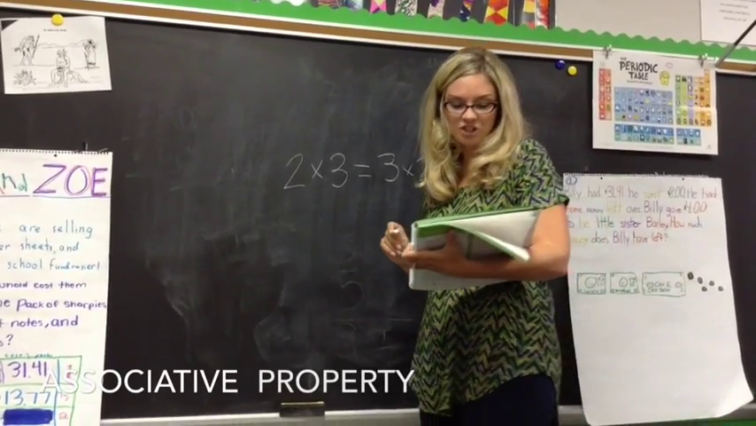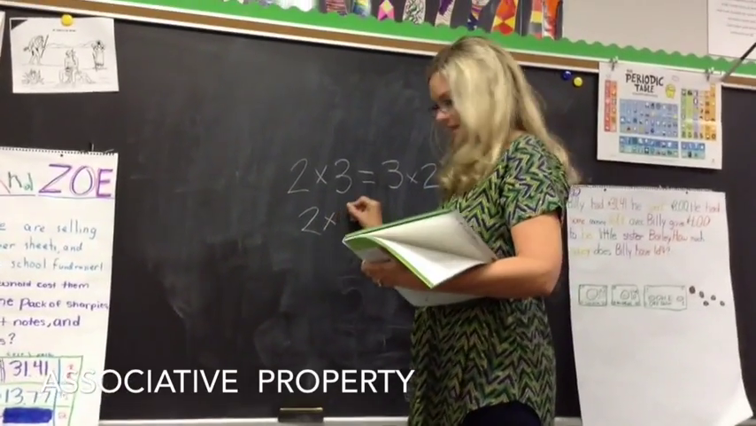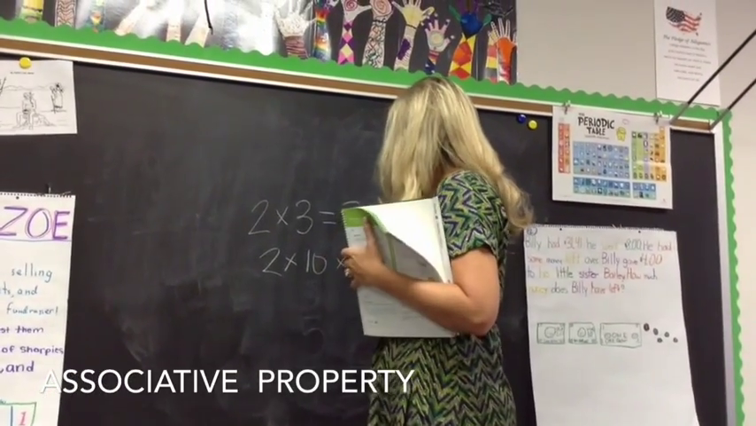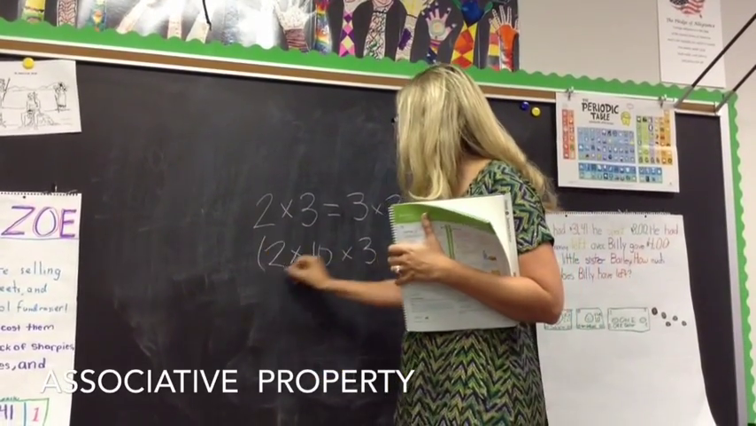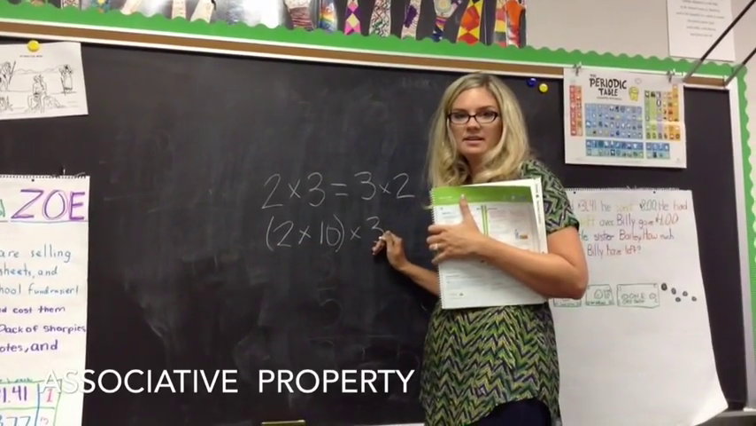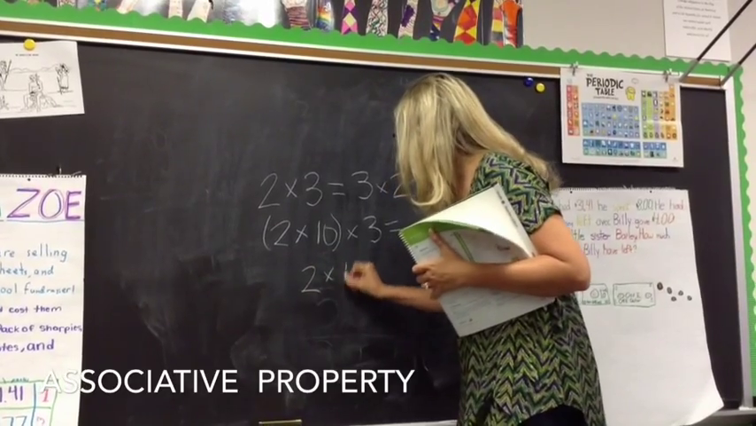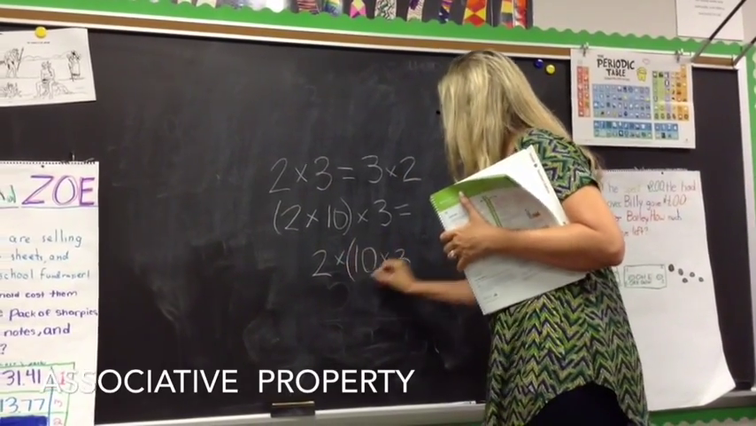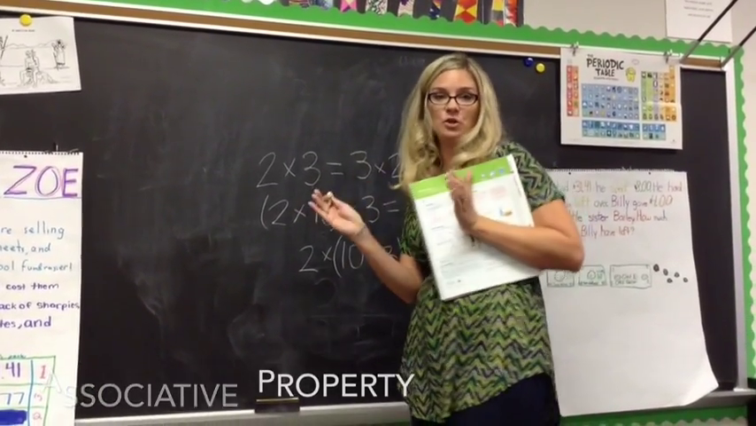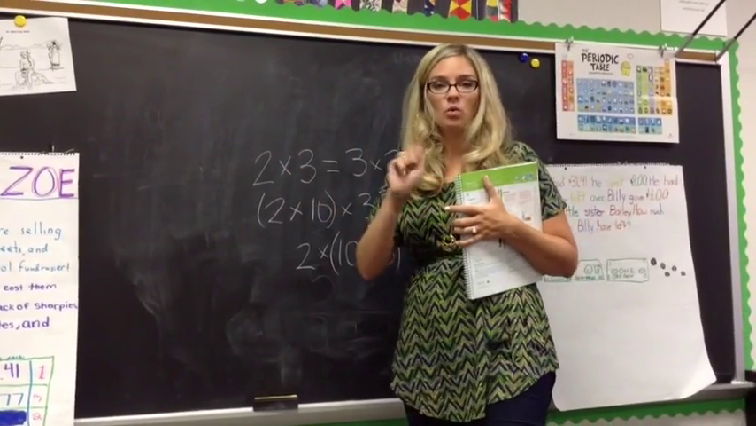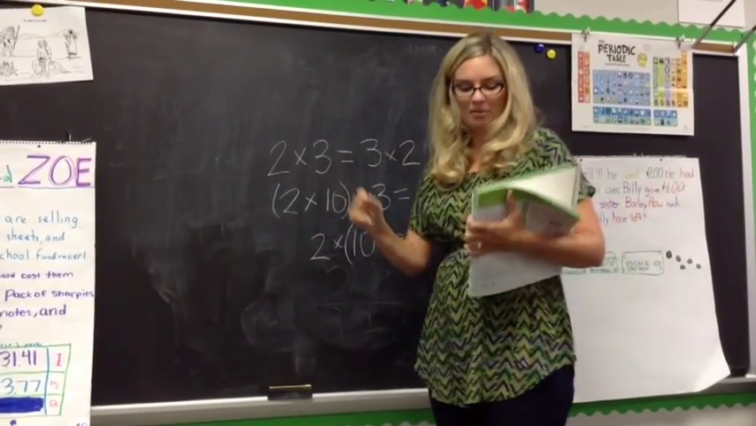Another property that we learned last year is the associative property. Associative property means I can group the problems however I want. So I could multiply these two first and then this, or I could multiply this group first and then this. So that's, remember, the associative property when I change the grouping. So we have commutative, which is the ordering property, and associative, which is the grouping property.